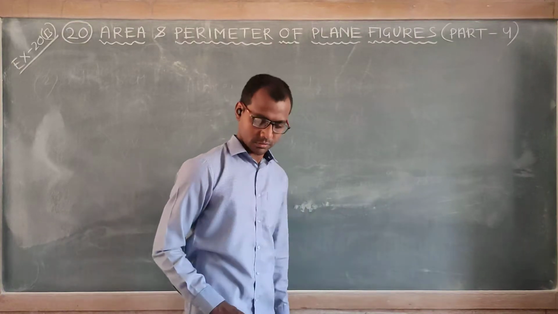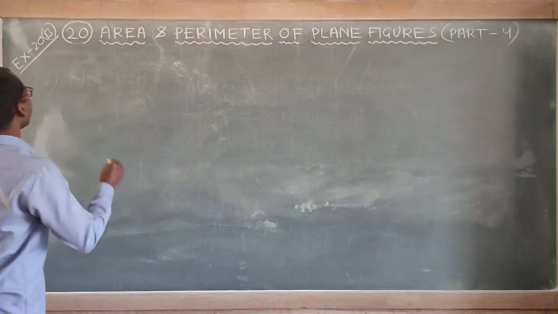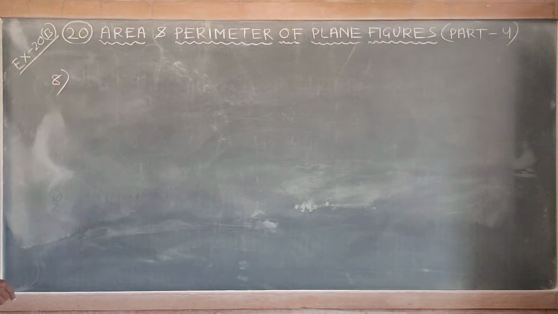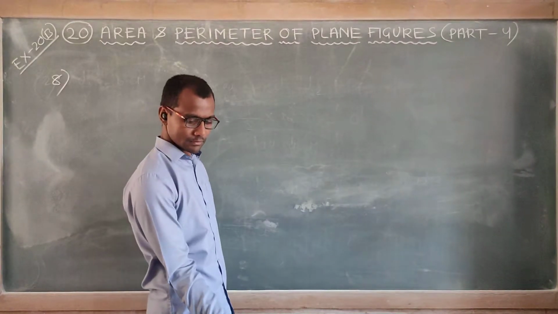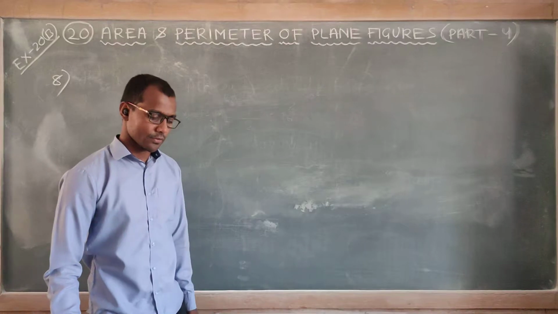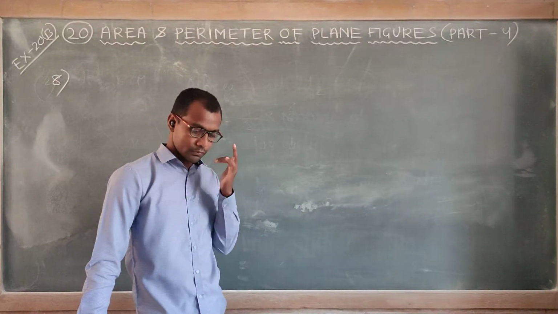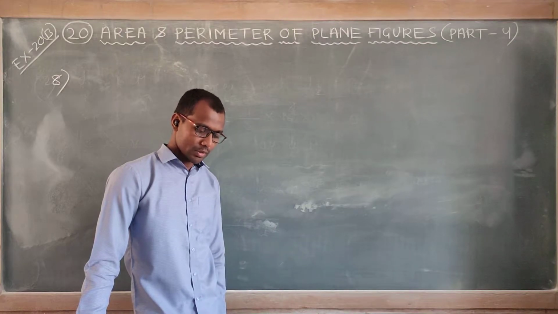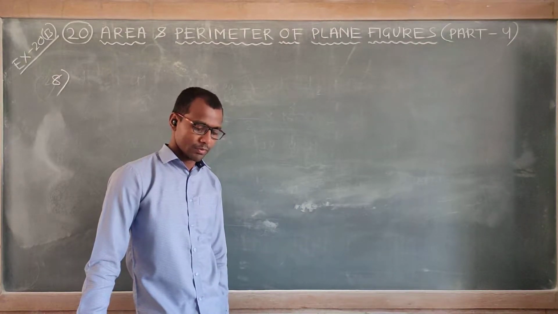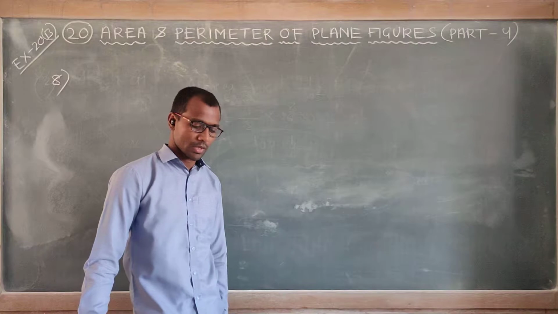Question number 8. How many tiles each of area 400 square cm will be needed to pave a footpath which is 2 meter wide and surrounds a grass plot 25 meter long and 13 meter wide?